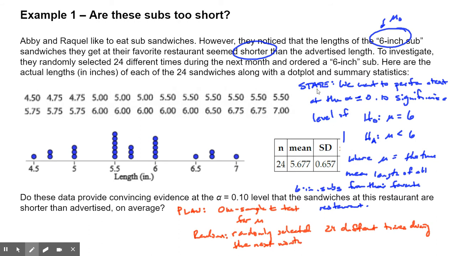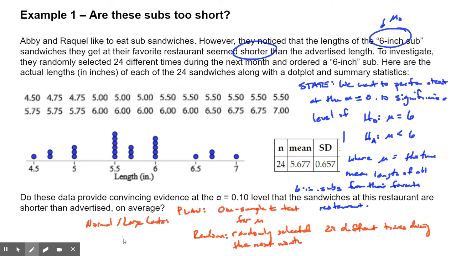We should say in order to 6-inch sub, but that's good enough for me. They randomly selected 24 different times. So it is a random sample. And now with means, the other condition we have to check, I'll do it right here, is the normal large counts.